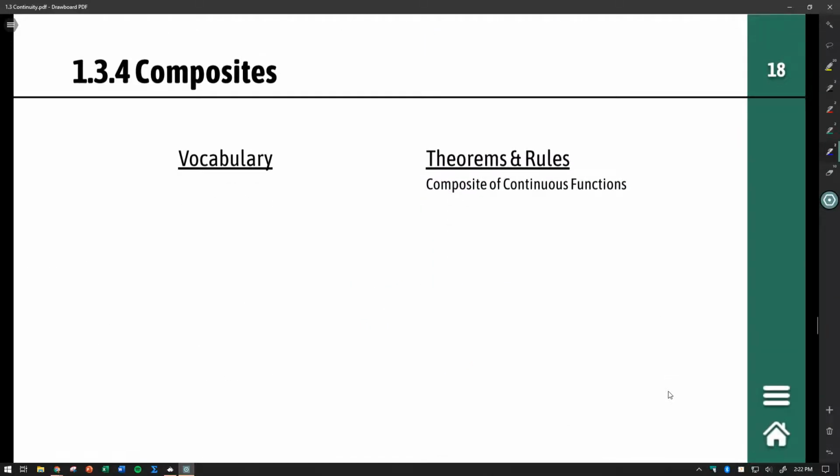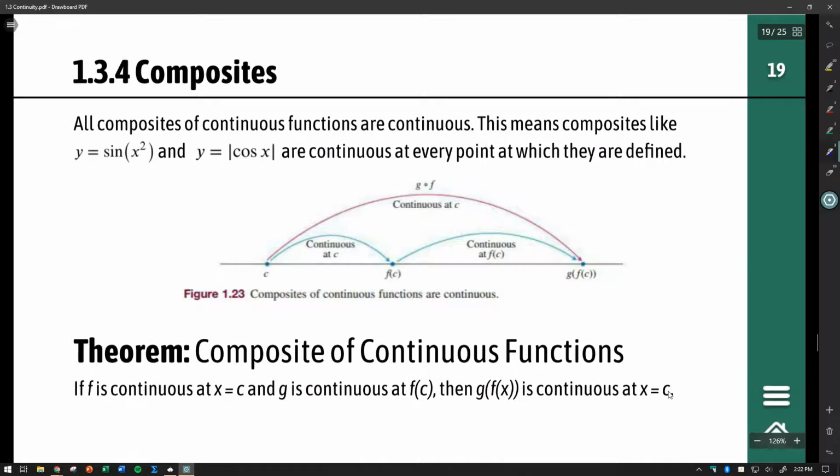Next, what about composites? So when we say composite, we're talking f of g of x. We're talking one function into another. No new vocabulary, but we are going to look at the rule for composites of continuous functions. And it goes like this. All composites of continuous functions are continuous.